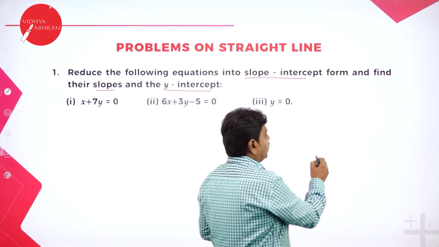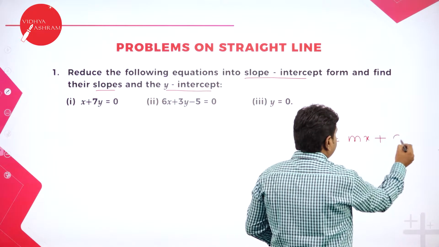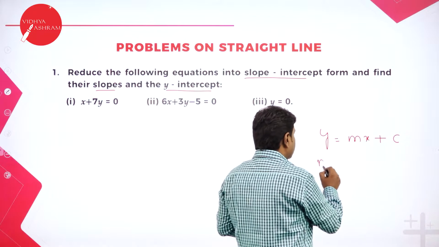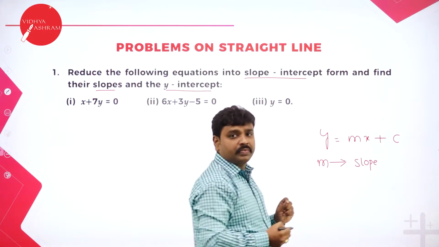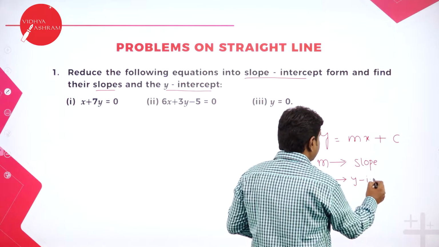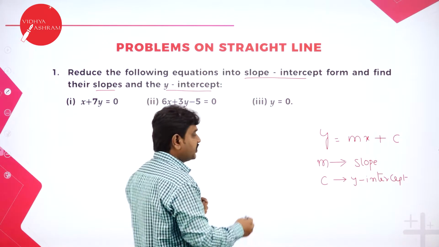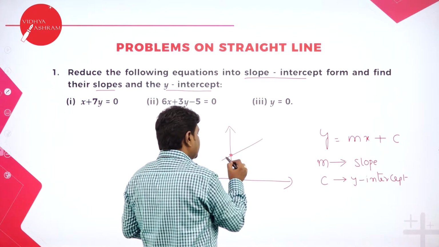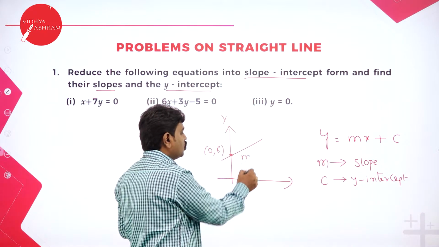Slope-intercept form of line: y is equal to mx plus c, where m stands for slope, and c stands for y-intercept. If I take a line, you can see the line is cutting the y-axis at a point. That point is 0 comma c. And the line will have slope m.